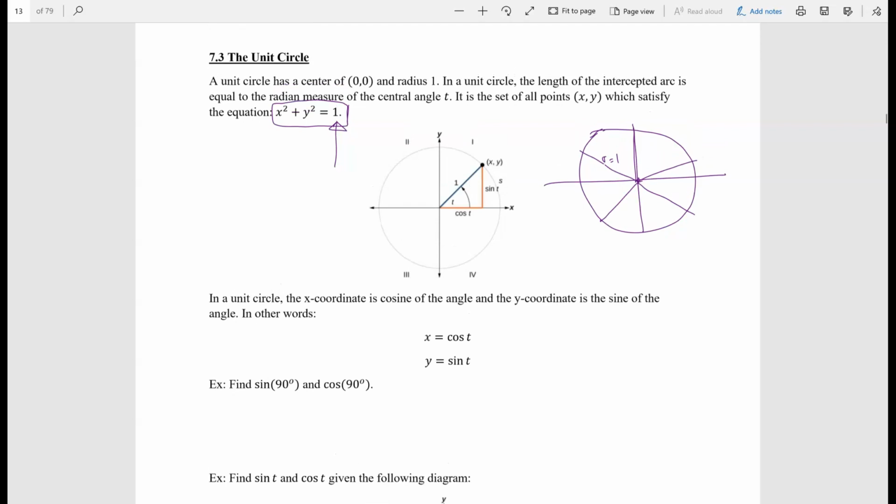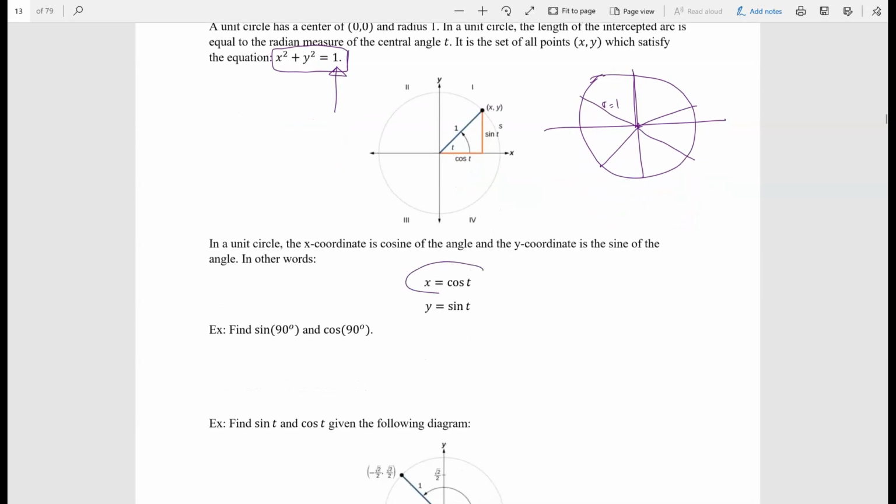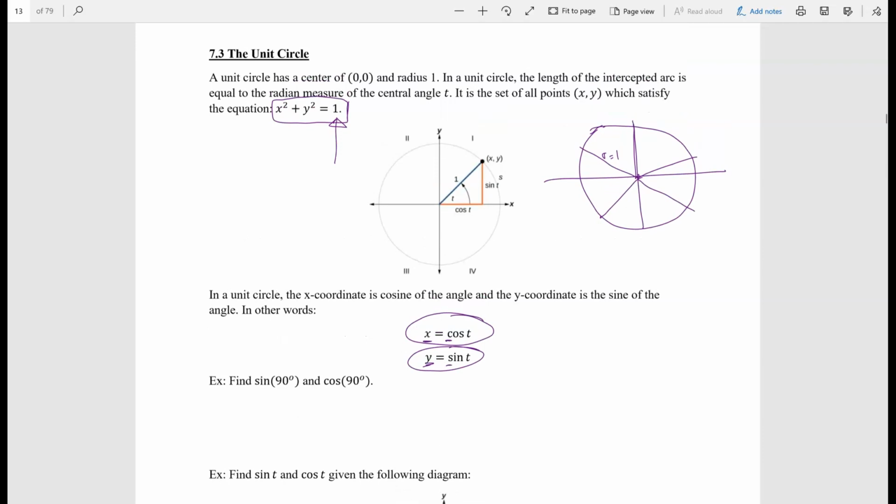I'll give you a couple of examples. Whenever the radius is 1, and you have some angle t, then your x-coordinate is going to be your cosine, and your y-coordinate is going to be your sine. Okay, so that's really important to take note of. The way that I like to remember it is that x comes before y, just like c comes before s. So x goes with cosine and y goes with sine. It only works when the radius is 1.